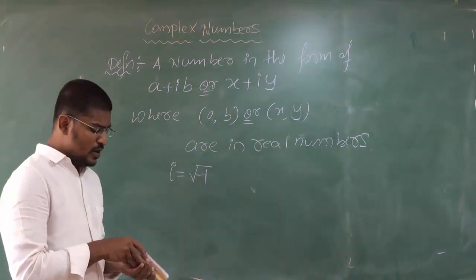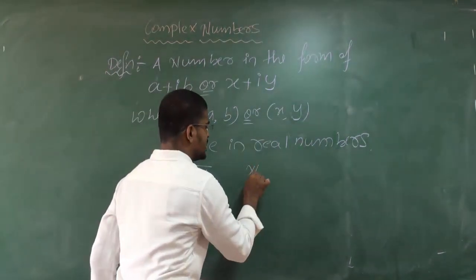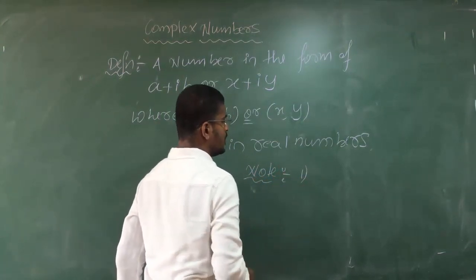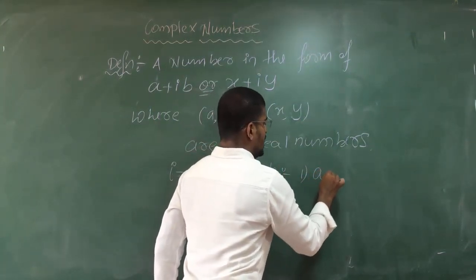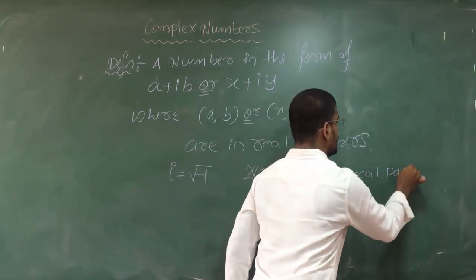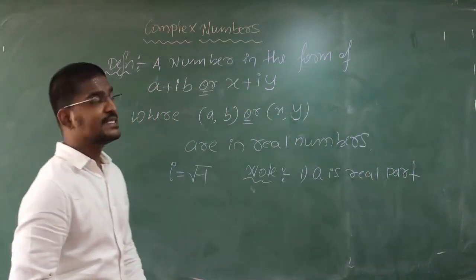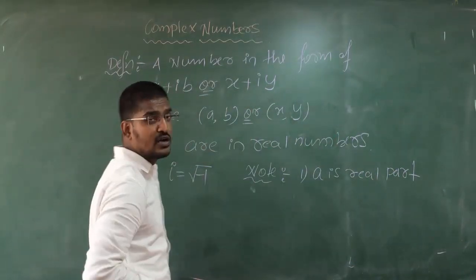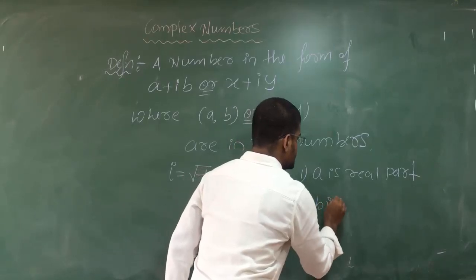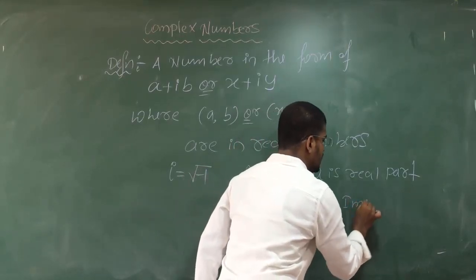Okay students, from this let us write some notes. That is, first one, a is the real part of your complex number. Second one, b is the imaginary part.